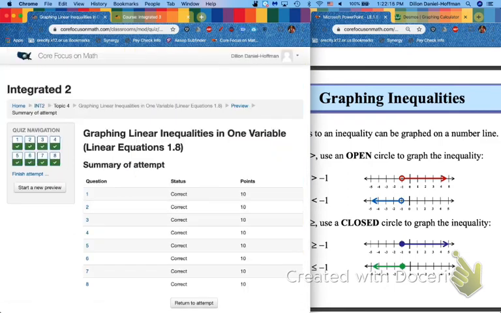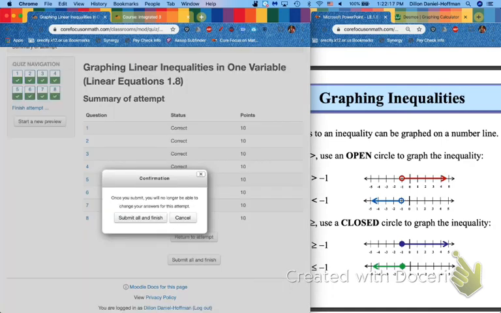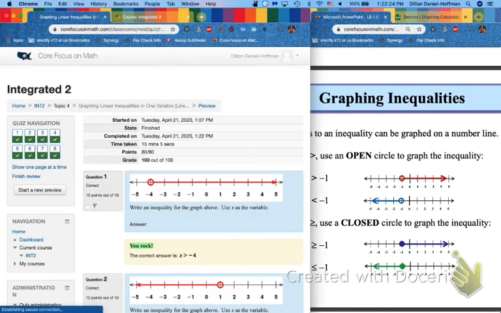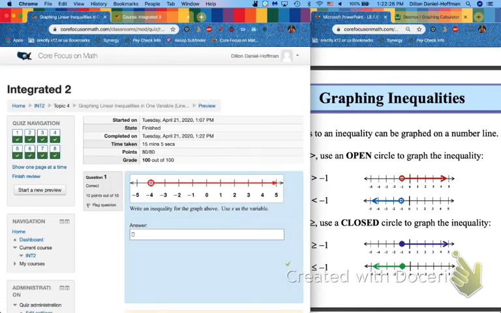When you see 100% on your screen, you will have not only got through the first assignment in this last unit of Integrated 2, you will have proved to yourself that sometime in the future, if and when you take Integrated 3 with me, you got this, and this first assignment is going to be a piece of cake.